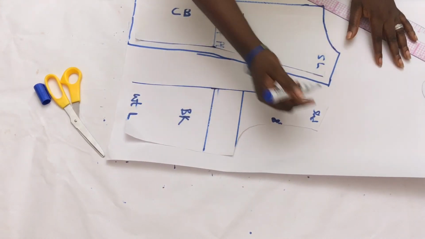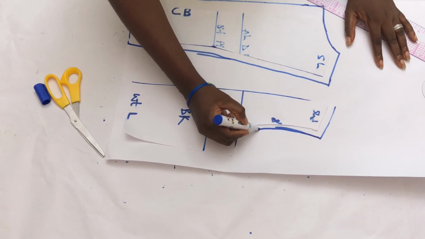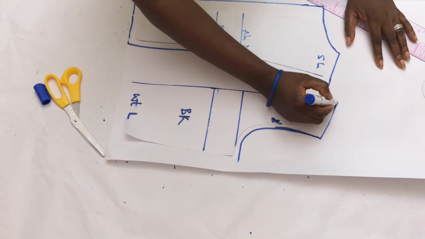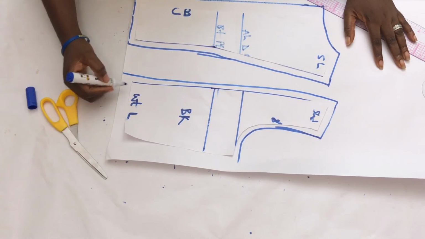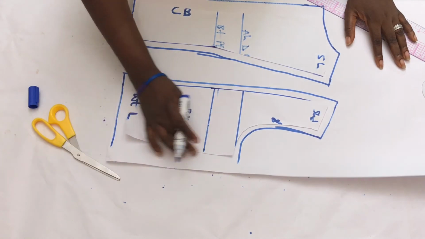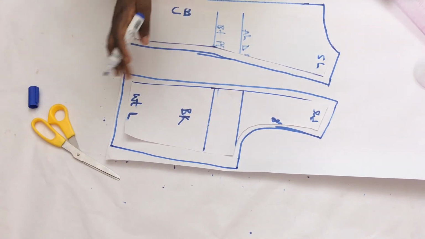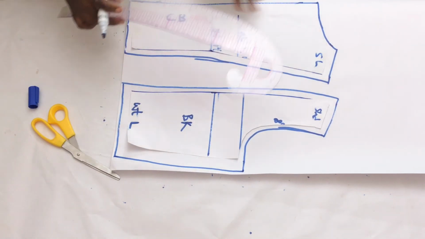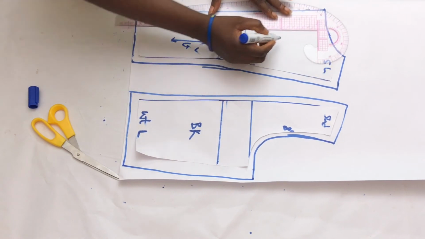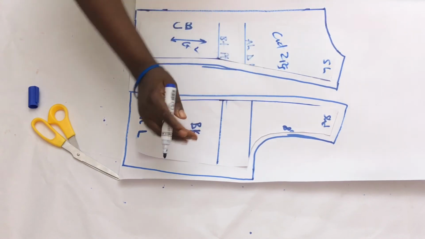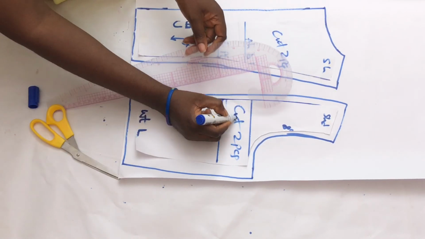For the side piece, 0.5 on the shoulder, 0.5 on the armhole, 0.5 here, 0.5 on the waist. The side seam, I'll be using 1 inch. Then I'll cut them out. This is my grain line, and I'm going to cut 2 pieces of this on the fabric. I'm going to cut 2 pieces of this also on the fabric, and this is my grain line.